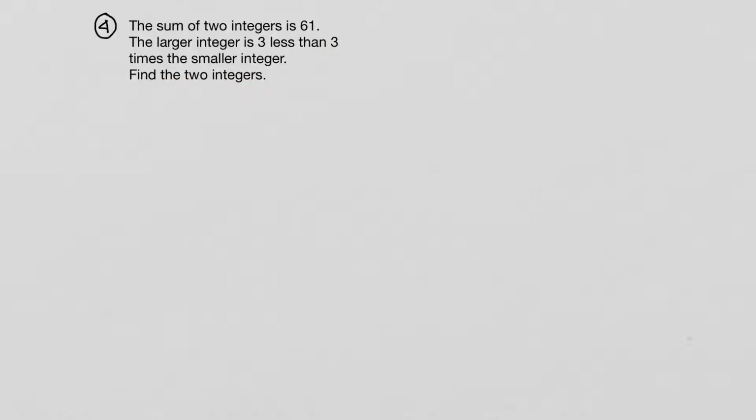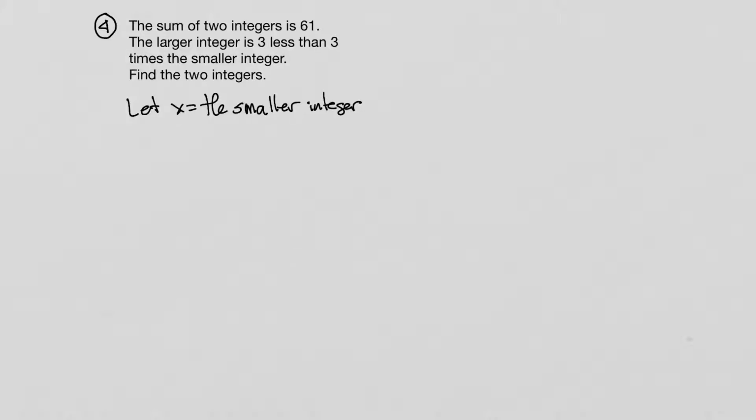So here's what I'm going to do. I'm going to let x equal, now I've got two integers, and as I read this, the larger is given in terms of the smaller. So when I set up my x, I'm usually going to let it be, I've got two things here, let it be the last one in the sentence. It doesn't always work, but it most often does. So I'm going to let x equal the smaller integer.